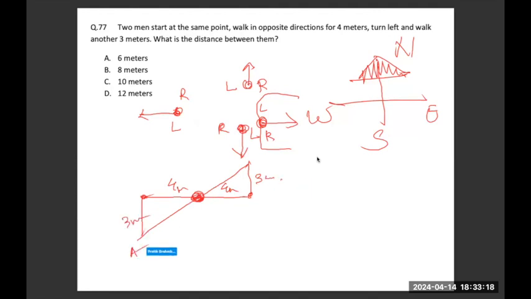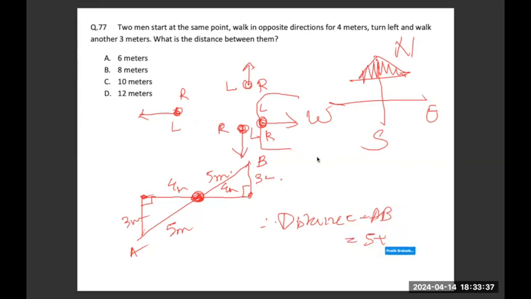Let's say the distance between them is A and B. By Pythagoras theorem, in both the right angle triangles, I'll be able to find the hypotenuse, which will be 5 meters and 5 meters respectively. Therefore, the distance AB will be equal to 5 plus 5, which is 10 meters, which is the correct answer. So option C is the correct answer.